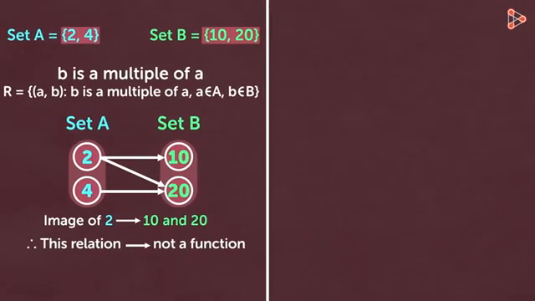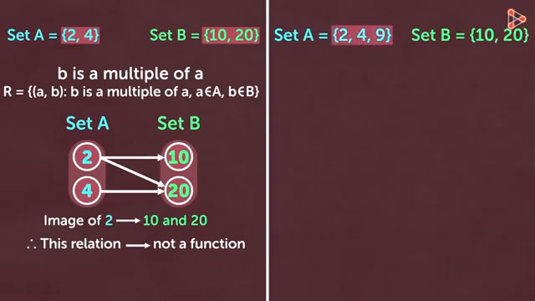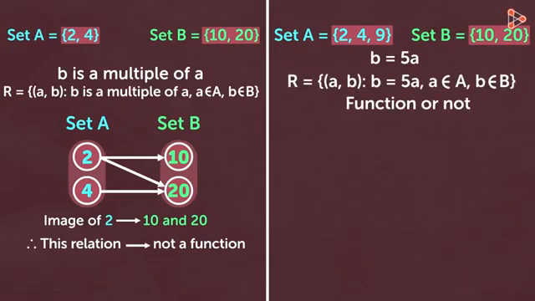Now let's introduce another element 9 to set A. So set A has elements 2, 4 and 9. Set B has elements 10 and 20. We want to know whether the relation b = 5a from set A to set B is a function or not. Can you draw the arrow diagram for this relation first?